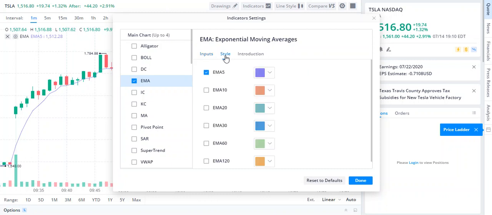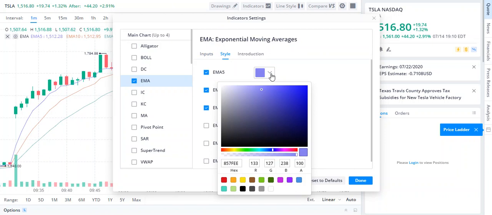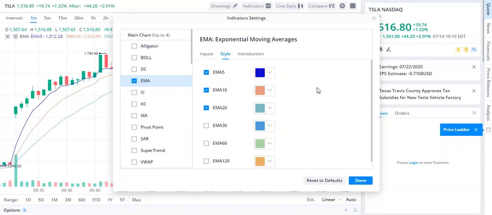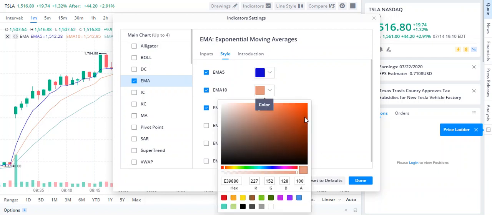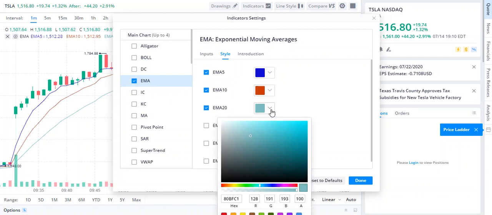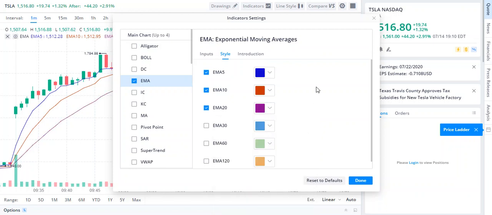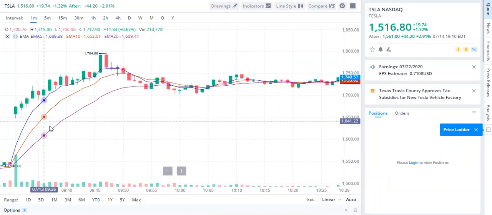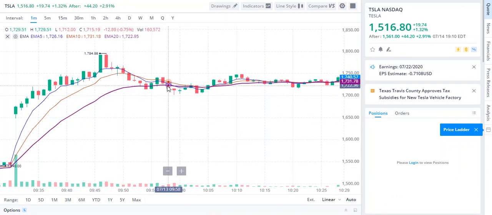In the same deal, we're going to go to Style, make sure we have them selected so that we can see them, and we're going to set them as well. So we got the dark blue, the dark orange, and the purple, to make things less confusing: blue, orange, purple, and press done. And as you can see, you got these lines that look very similar to what the moving average, the SMA, looks like as far as the lines go.